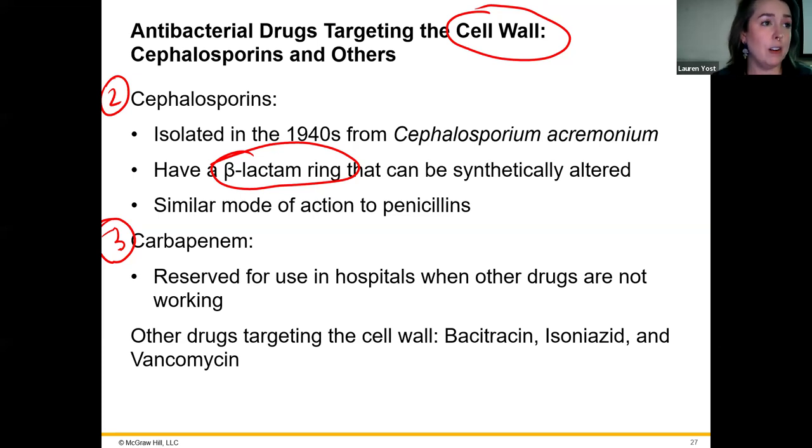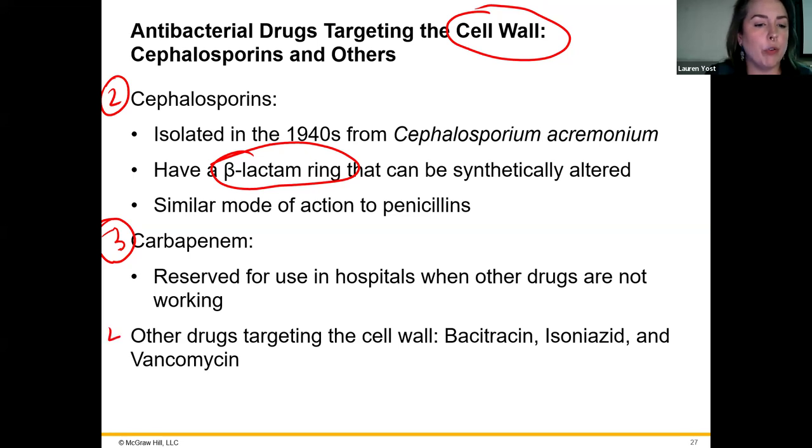If you haven't heard of it, good, you're lucky. Don't, is how I would say, right? You don't want your patient to ever wind up on carbapenem. They're pretty serious. There's a reason we keep it for last line of defense. You think MRSA is bad? Wait till we get to the guys that can withstand carbapenem. That's the real concern, okay? All right, so these are the last line of defense.